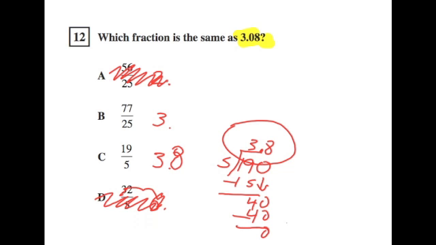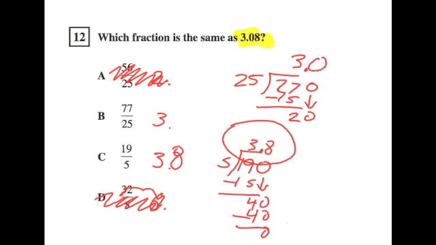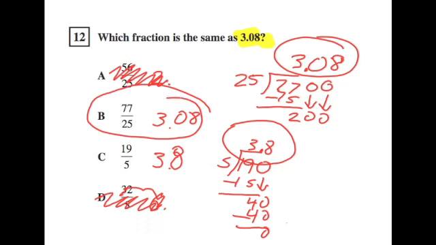Let's go ahead and do B, which is 77 divided by 25. So 25 goes into 77 3 times. That's 75. Minus that is 2. Let's add a decimal point, bring down a 0. 25 goes into 20. Well, that's not enough. So it goes into it 0 times. Let's bring down another 0. 25 goes into 200 8 times. All right, so now we see why we decided to work it out. We figured out that B, 77 over 25, is equivalent to 3.08.